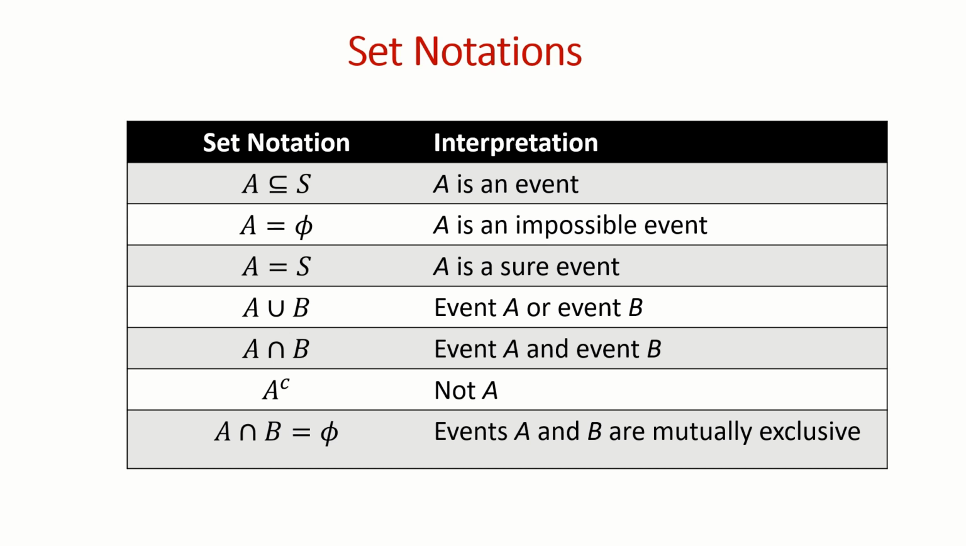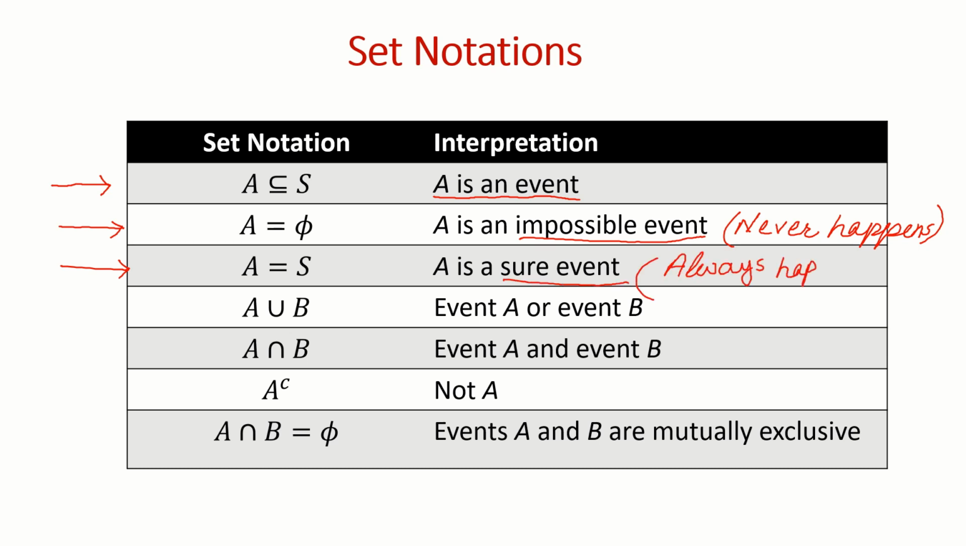Let us discuss how we can interpret the set notations. A is a subset of the sample space S means that A is an event. A is an empty set means that A is an impossible event. A is equal to the sample space S means the sure event, the event that always happens.